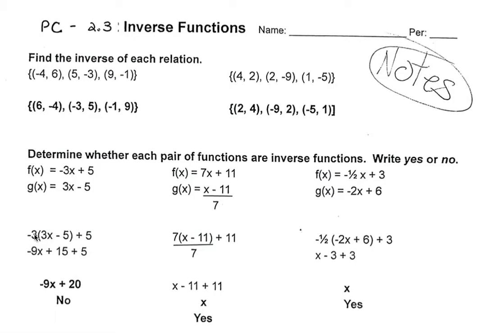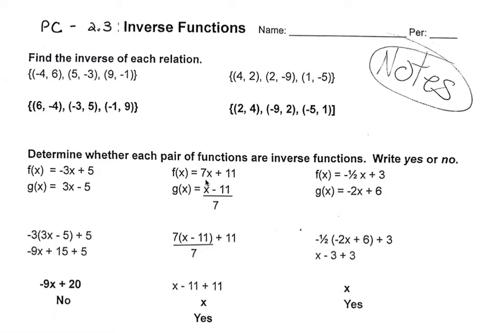Now when you do that, you will distribute. -3 times 3x gives us a -9x. -3 times -5 gives us a positive 15. And then we have the 5 that came along for the ride. Now we add those together, 15 and 5 is 20. So we get -9x plus 20. That does not work.